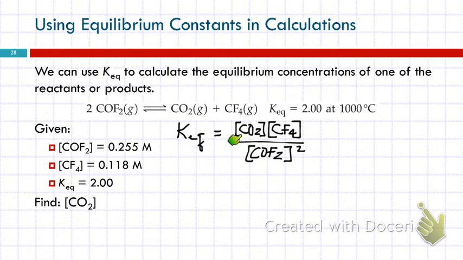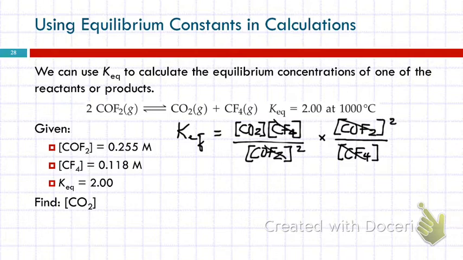So if I want CO2 by itself, I need to get rid of the CF4 and the COF2 squared. So I could do that. I'm going to be dividing by CF4 so that those cancel out. And I'm going to multiply by COF2 squared so those cancel out. If I do that to one side, I have to do it to the other side also, which, I didn't plan ahead here very well, did I?